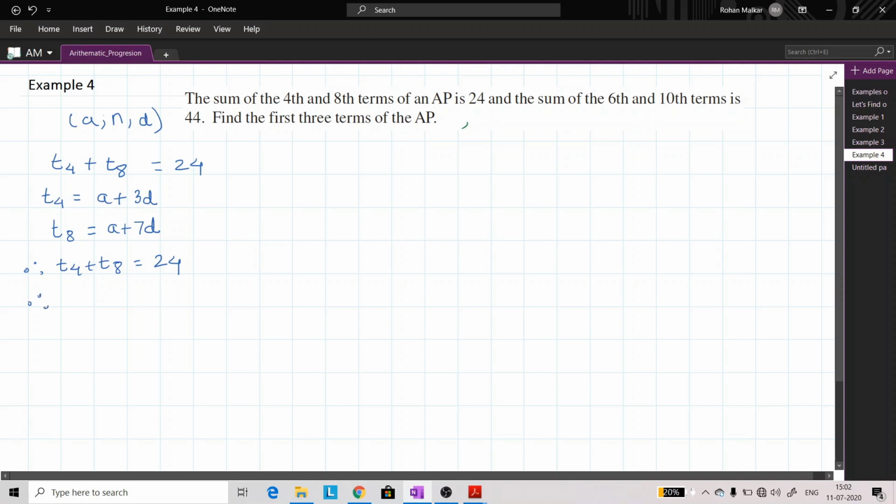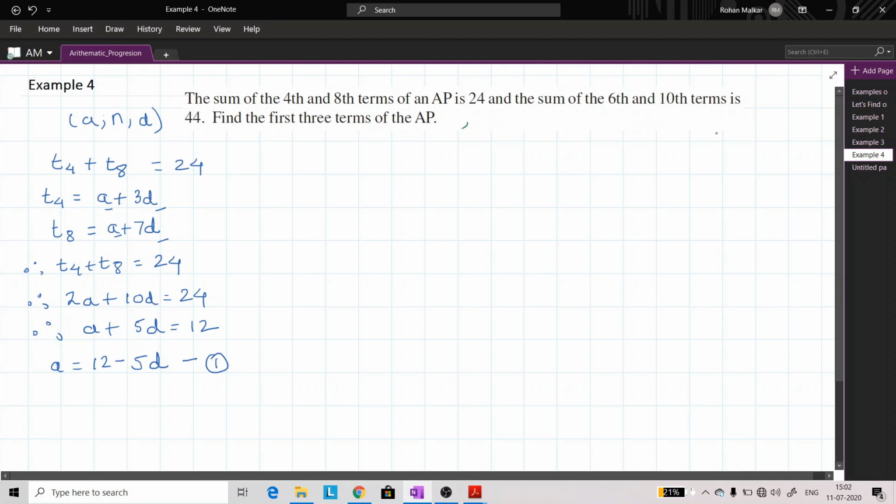In other words, A plus A will be 2A, 3D plus 7D will be 10D, will be equal to 24. Now I will divide by 2 on the left hand side as well as on the RHS, and what we get here is A plus 5D will be equal to 12. I can simplify this and write A will be equal to 12 minus 5D. Alright, so I'll name this equation 1.